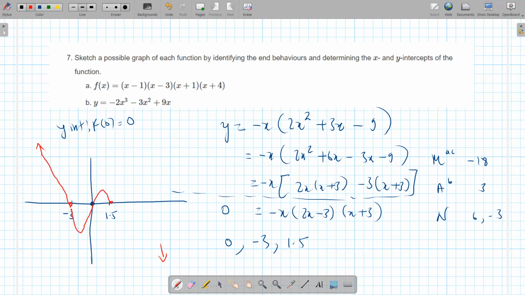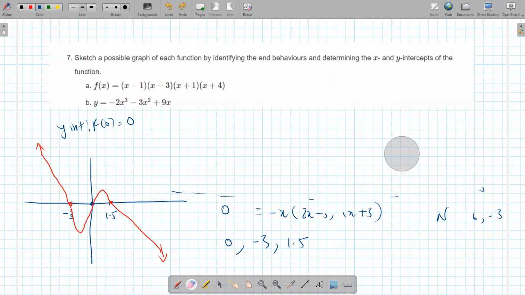Notice this one has 2 turning points. That's one possible sketch. Like I said before, there's an infinity. You can pull it all the way down, and then maybe the turning point is there. Okay. This is one possible sketch of this function. So in terms of the end behaviors, this is an odd degree function, which means the end behaviors will flip-flop.